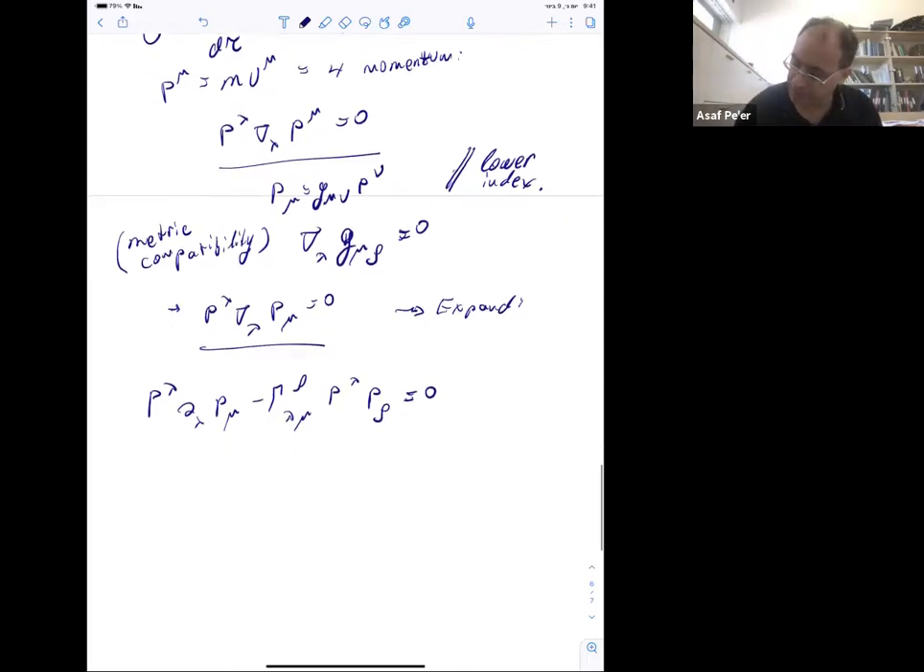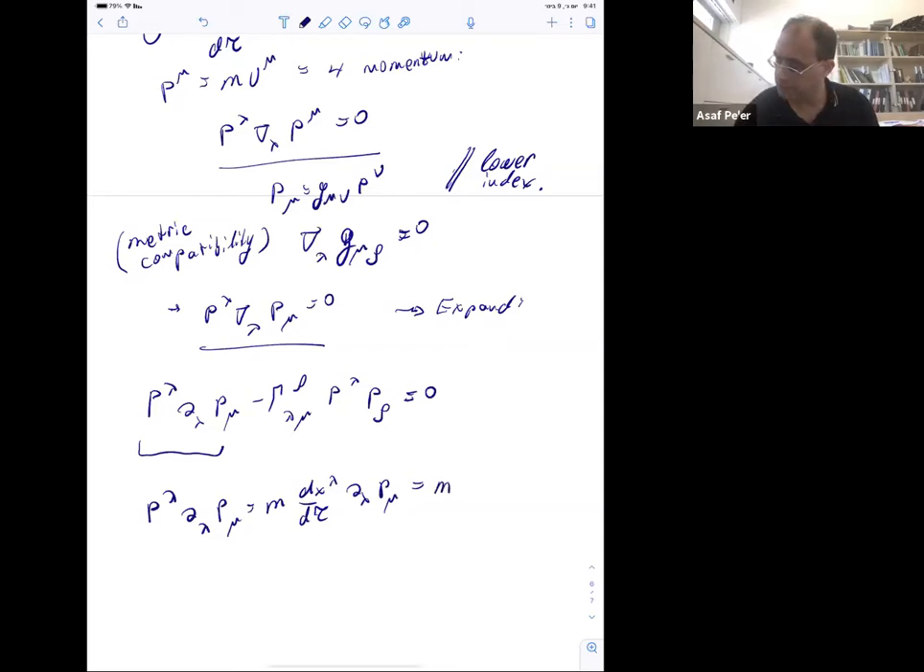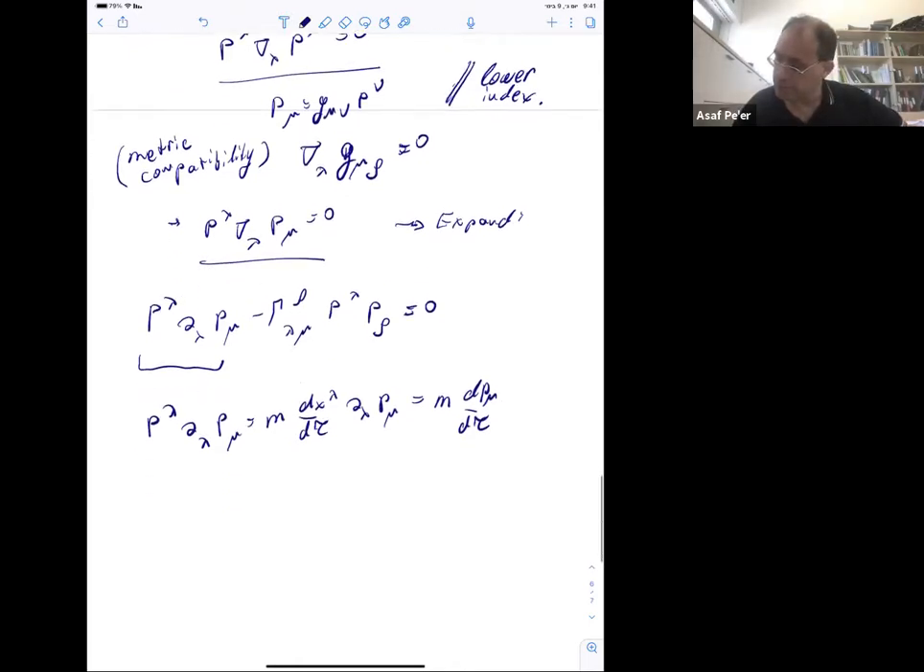Now, the first term here is the change of the momentum along the path. So p lambda d lambda p mu is just m dx lambda over d tau d lambda p mu. So just m dp mu over d tau. So it's just the change of the momentum component along the path.